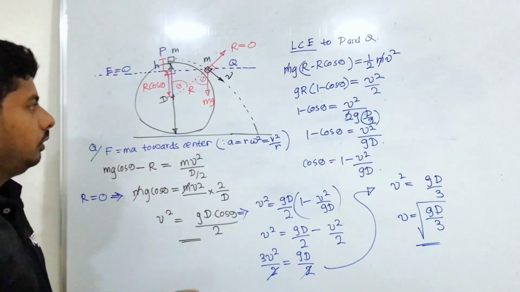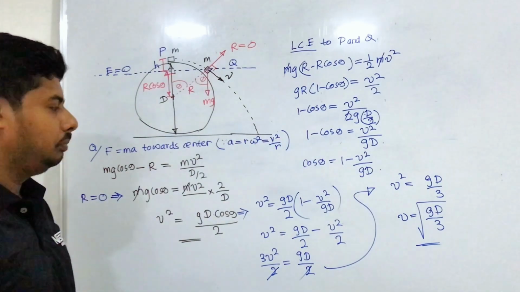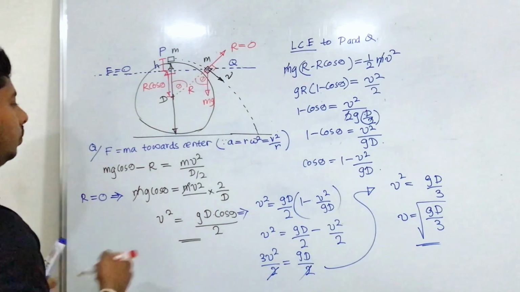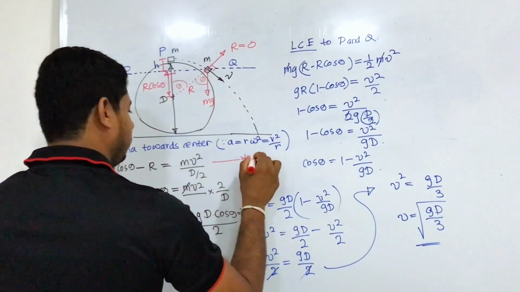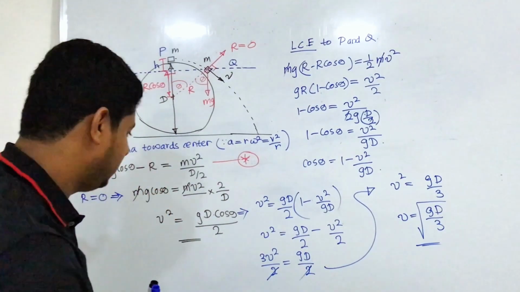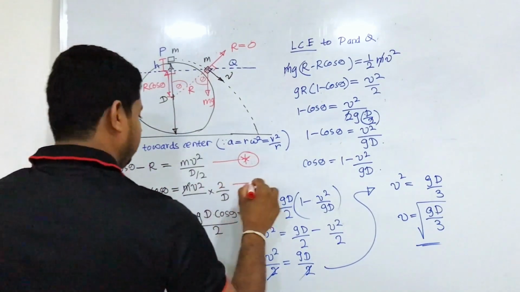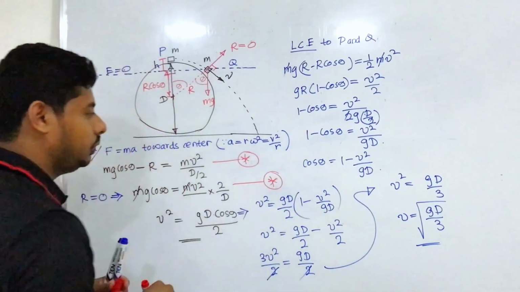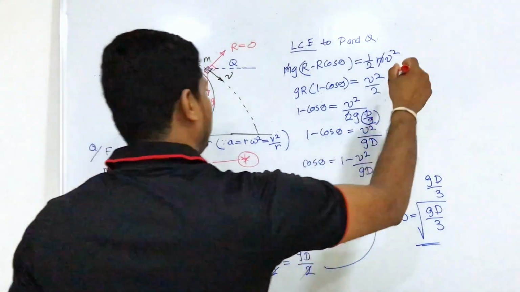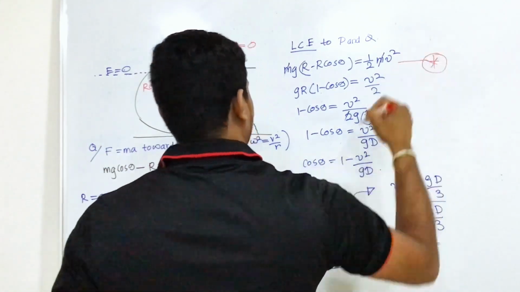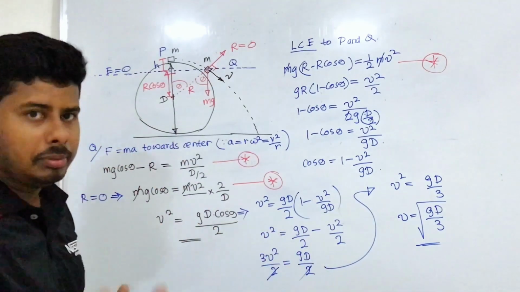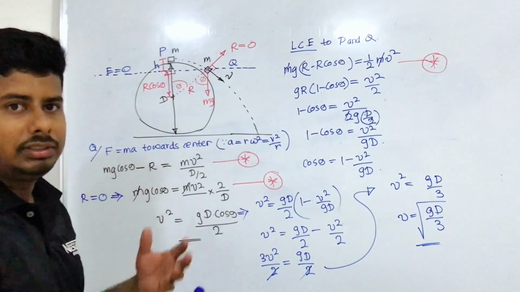So you may have different simplification methods for this one, but your basic steps are the same. So first thing is, you have to apply F equals ma towards the center. That is a must. Then you should make your contact point 0. That means your reaction goes to 0. That is also a must. Then you have to apply the law of conservation of energy. So your simplification methods may be different. So this may be a longer method for you, but you can find a very simple method.